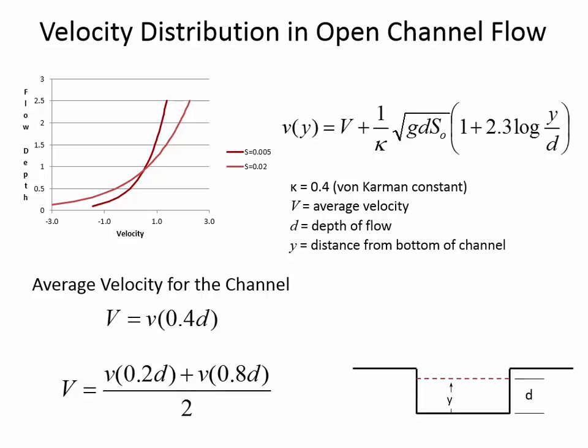Or another way is if you take the velocity at 2/10 of the way up from the bottom and 80% of the way up from the bottom and average those two together. That's sometimes used as the average velocity.